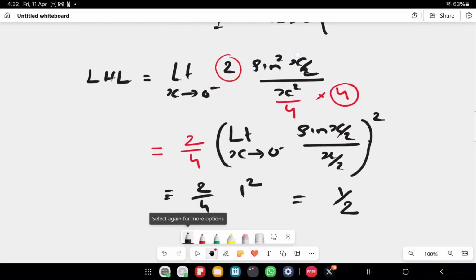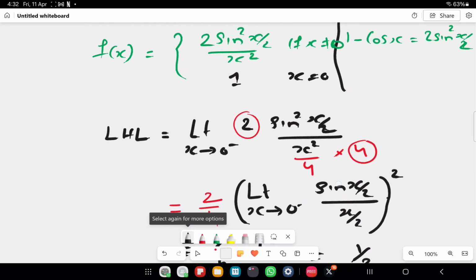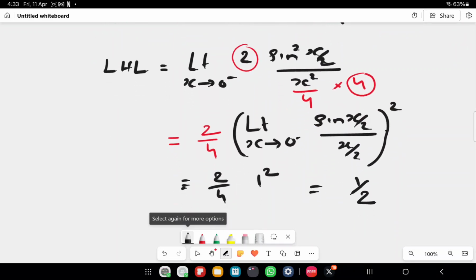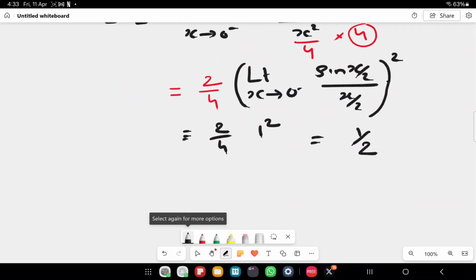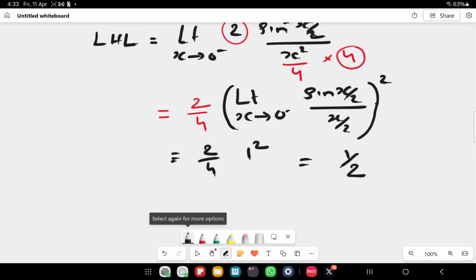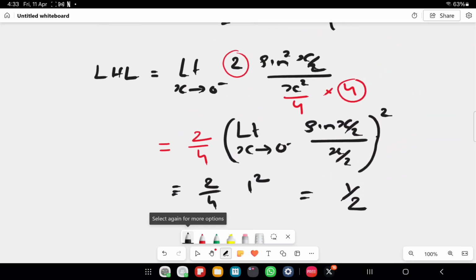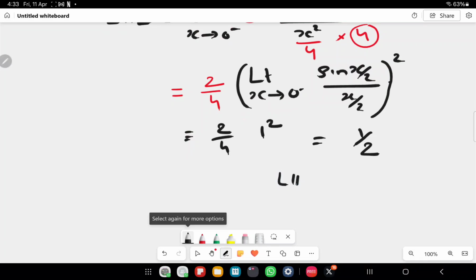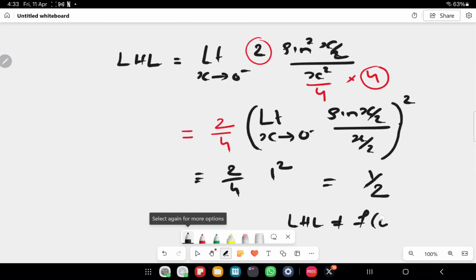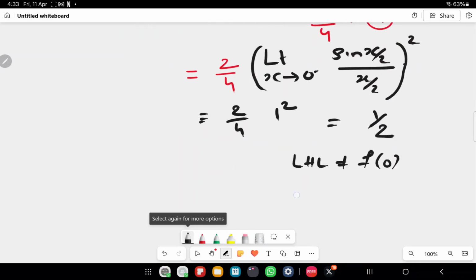Okay, now I got here 1 by 2, but here you have the function value is 1, so that means it is not continuous. So you should have got here 1 only, then we need not go for RHL, because here itself I got 1 by 2 and 1, so this is not going to work. So this is a type of question. Here LHL is not equal to the function value. The function value is f of 0. f of 0 is 1 only. So we will say it is not continuous.